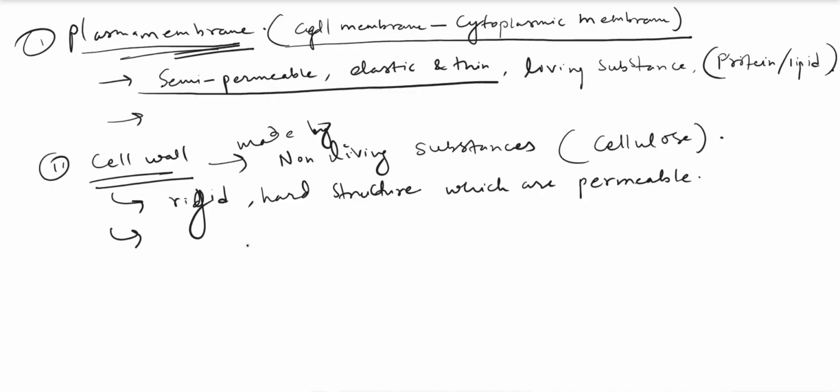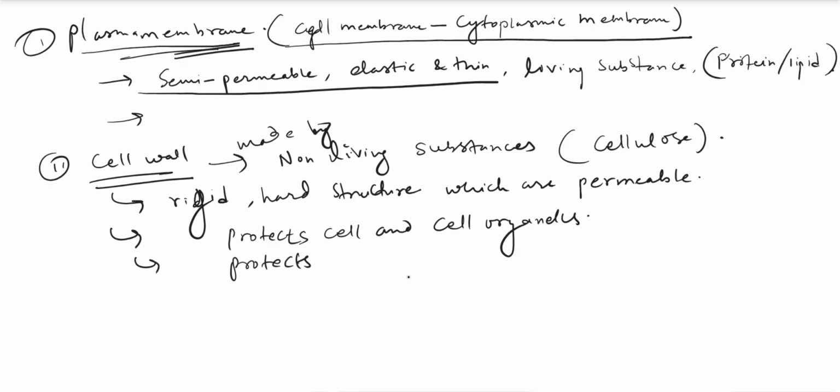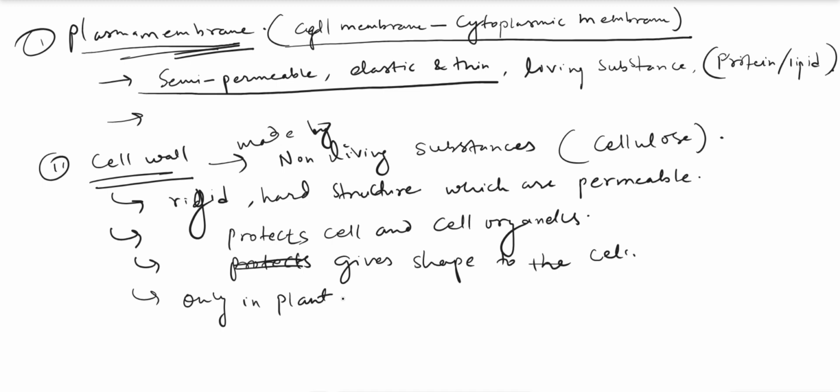The primary function of the cell wall is to protect the cell and cell organelles. Not only does it protect, it gives shape to the cell, and it is present only in plant cell, so it is not present in animal cell.